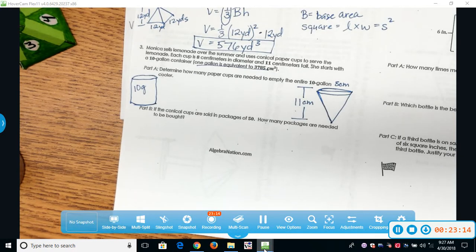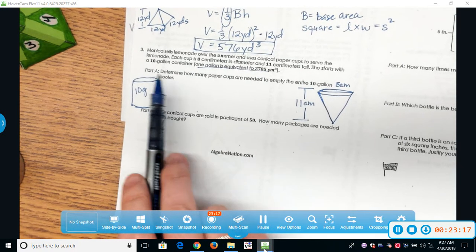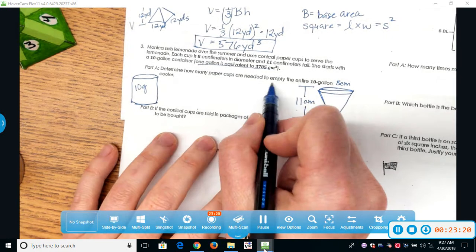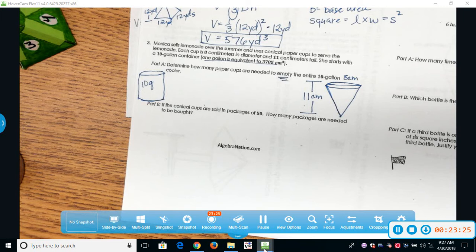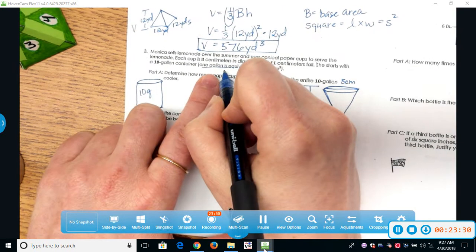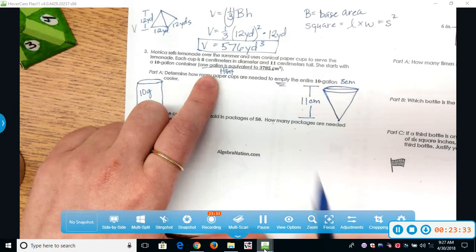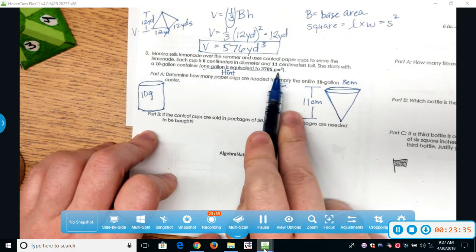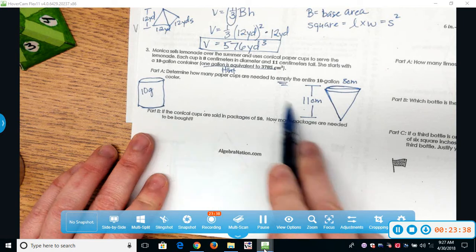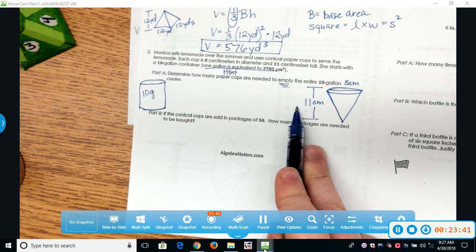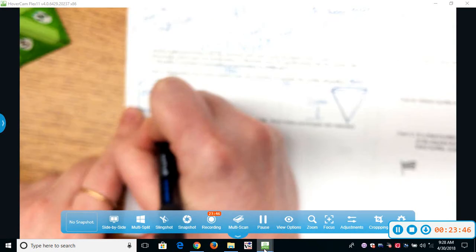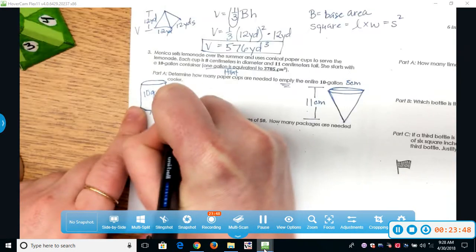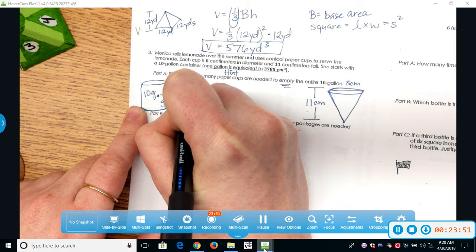All right. So what part A wants you to find, how many paper cups are needed to empty the entire 10-gallon cooler? Okay, well, first thing I noticed is I have 2 different units. Also, they gave me a conversion factor, which is a hint. You have to convert it to centimeters cubed. Otherwise, you're comparing gallons and centimeters cubed, which makes no sense. Okay? So my first step is to convert these gallons to cubic centimeters.